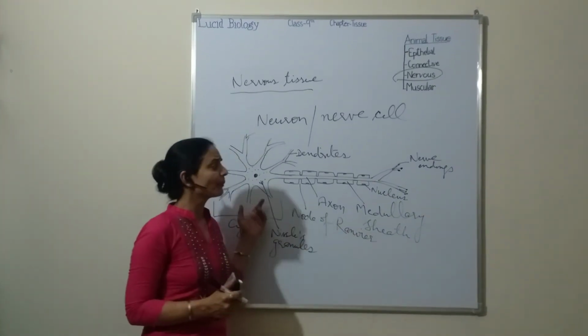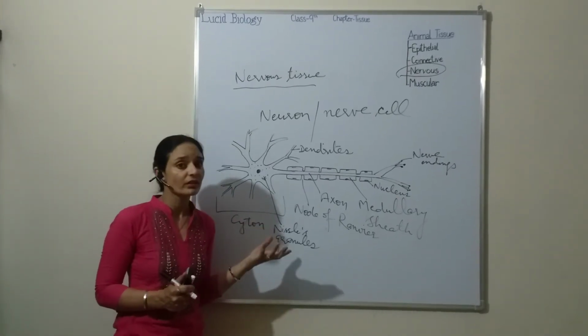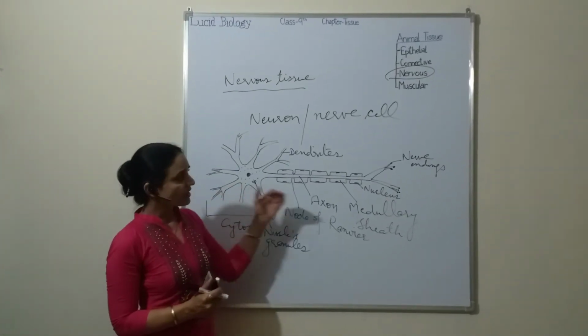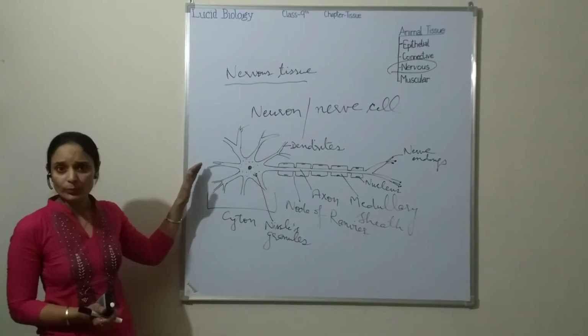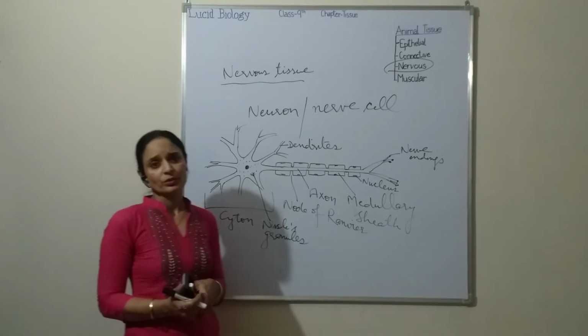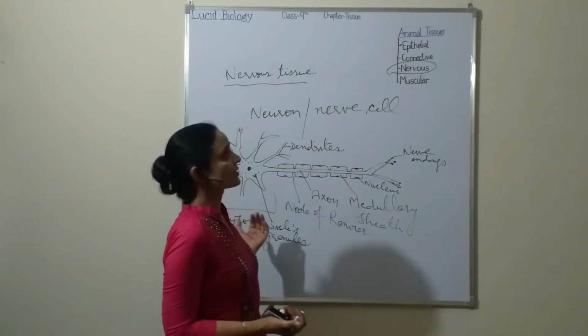And this happens very quickly, at the speed of an electric current, an electric signal. So this is how our body is working. This is the most specialized tissue in the body which performs the function of transmitting messages. Clear? I hope this tissue is clear to you.